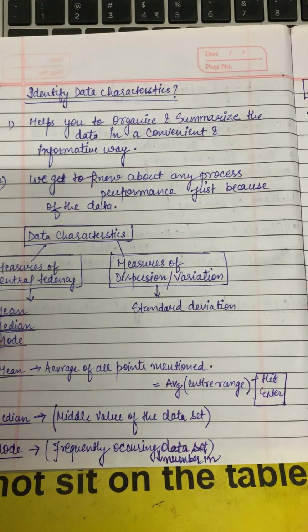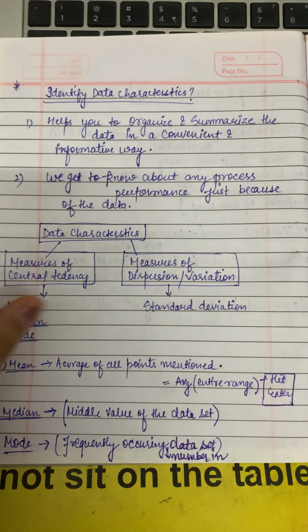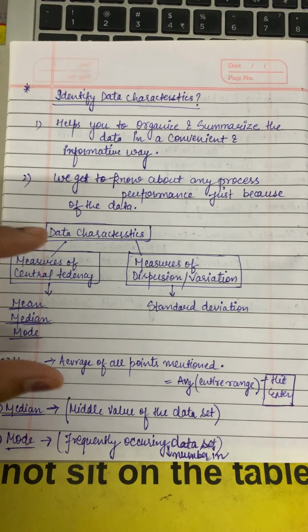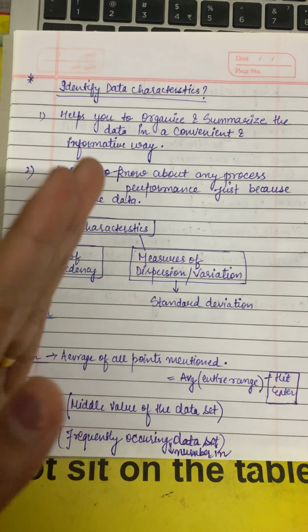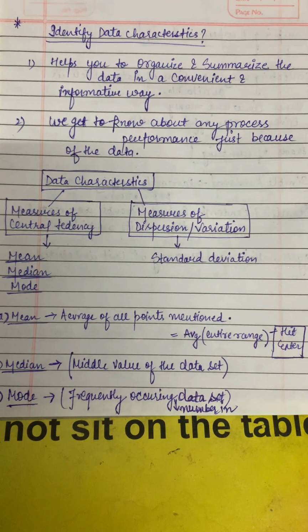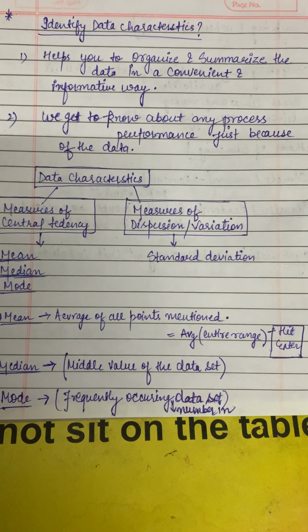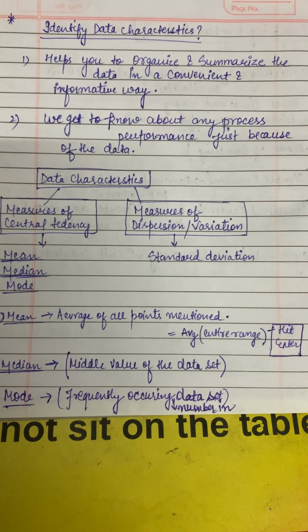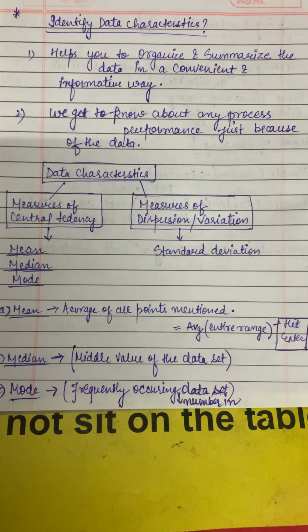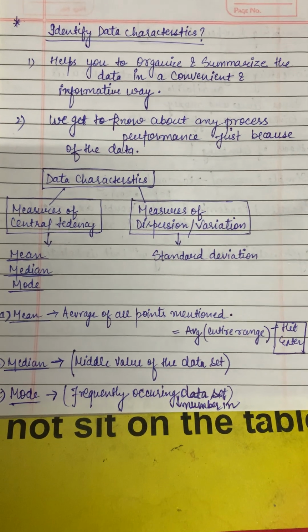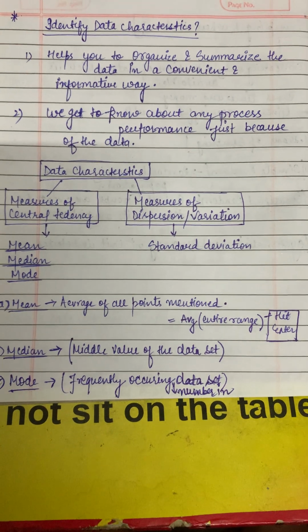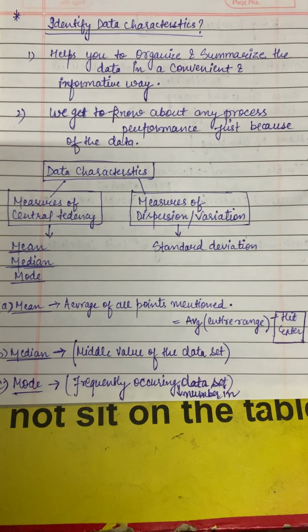We get to know about any process performance just because of the data. Without data we cannot predict anything, we cannot analyze anything, how the processes are happening and what their performance is. So what are the data characteristics? Measures of central tendency and measures of dispersion and variation. What is the average performance, what is the deviation in the process, whether it is high or whether it is low.